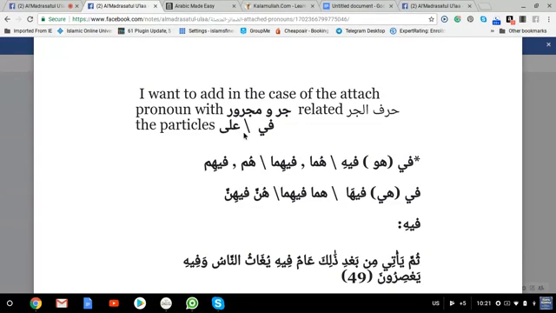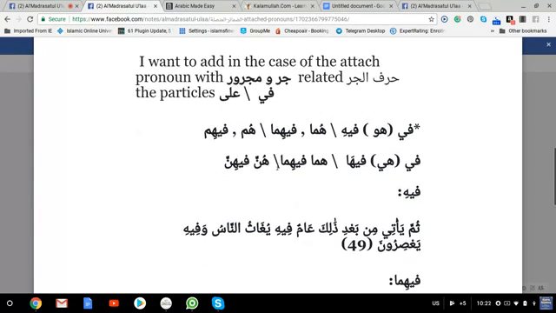Using prepositions. Harf, or hurufu jarin. Prepositions. For example, fi, with attached pronoun huwa, fihi. If you notice, the ha has kasra. It's very important. Fi with huwa, fihi. Huma, fihima. Hum, fihim. With hiya, fiha. Nothing changes here. Fiha, ha keeps fatha.